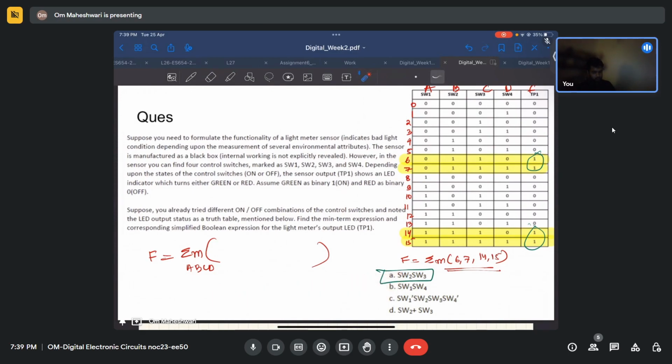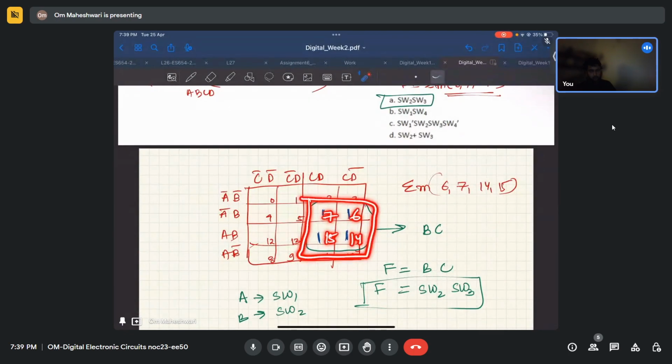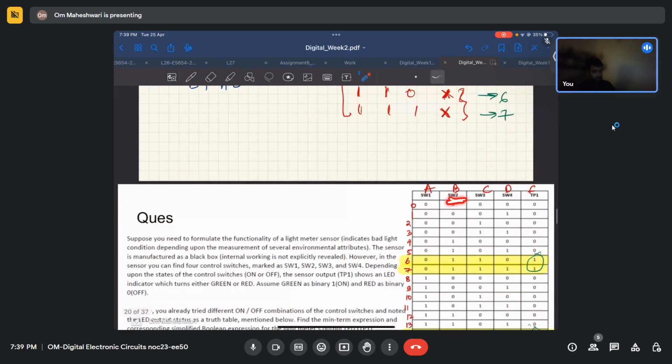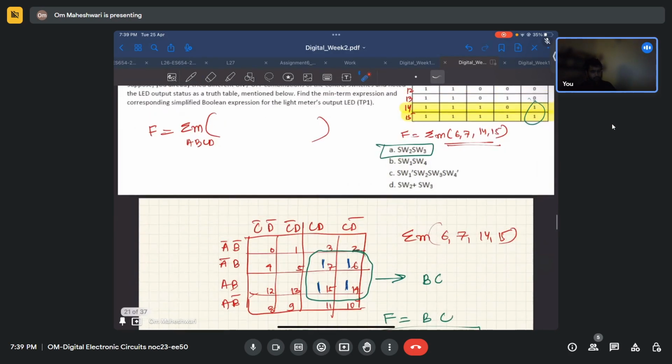And if you solve it using a K-map, 6, 7, 14, and 15, you get this quad, which, if I write it, is BC, where B was switch 2 and C was switch 3. So it is switch 2 into switch 3. That is the answer.